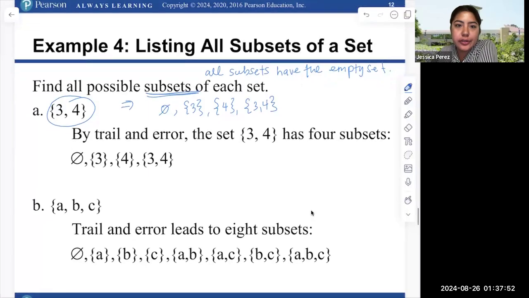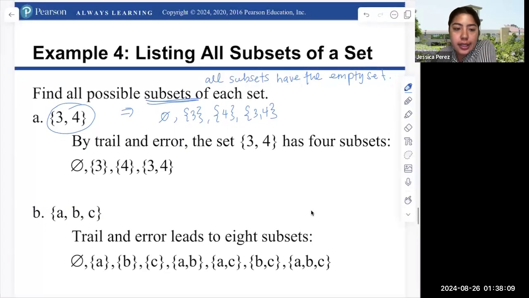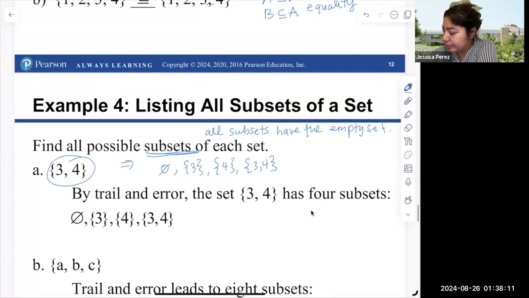So then you can also do trial and error. And the set 3, 4 has 4 subsets. So notice you have 2 elements. Just be careful with noticing that there's going to be a pattern depending on how many elements you have in your set. Now let's say that you have A, B, and C.